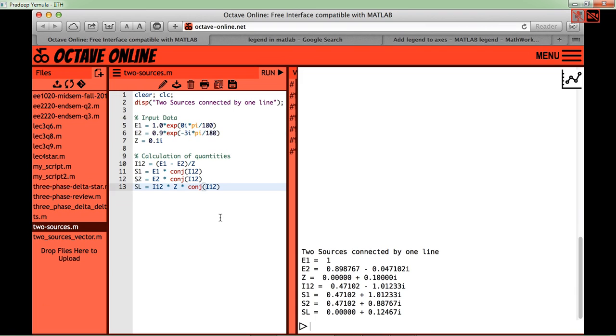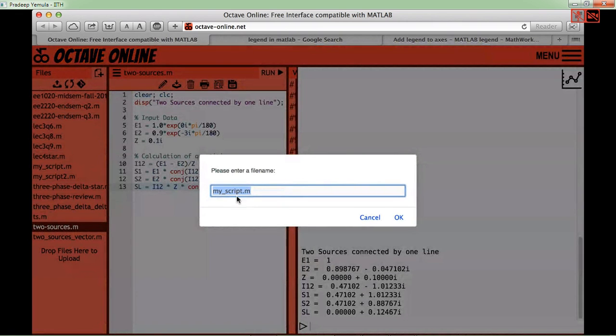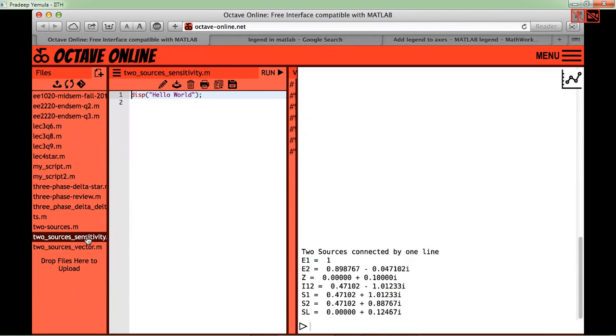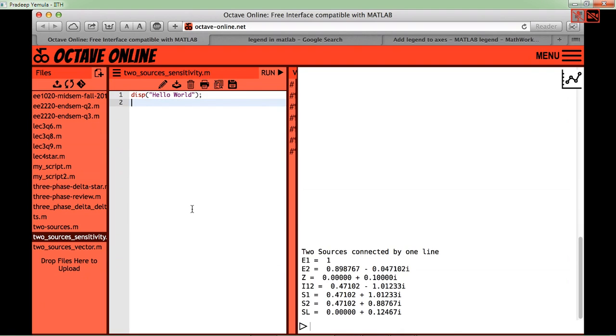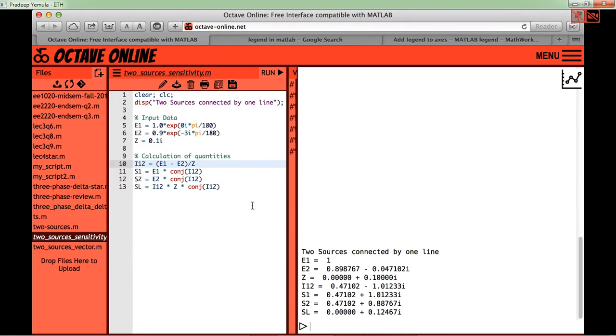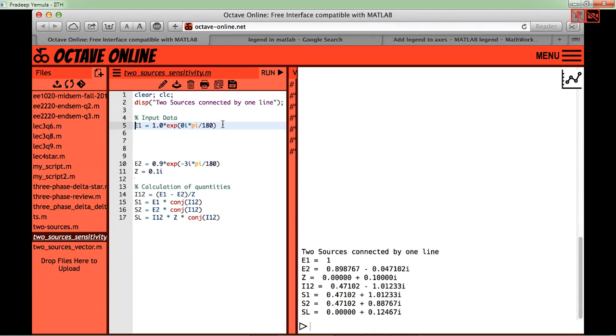So what I do is, I'll just copy this code and then I'll create a new file. Two sources, sensitivity. Okay, so that is the name I have given. So this is that new file. I open the new file. I just copied the same code as before. Now, E1 is a single number. So I just did that.